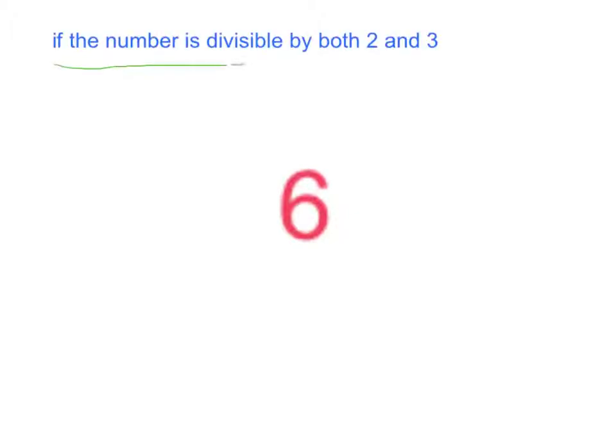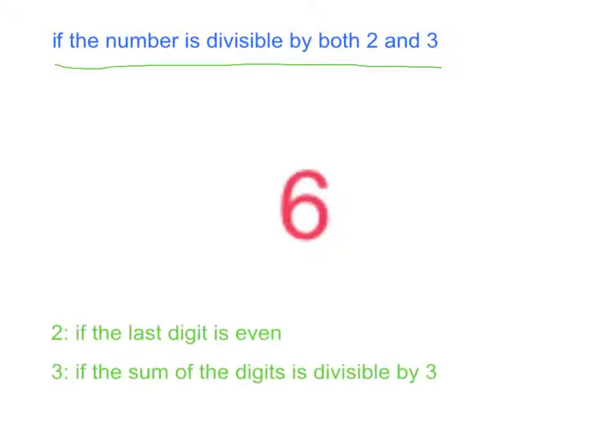Here's the divisibility rule for 6. If the number is divisible by both 2 and 3, then the number is also divisible by 6. That means we have to remember what the divisibility rules for 2 and 3 are. Our rule for 2s was if the last digit is even, and our rule for 3 is if the sum of the digits is divisible by 3. So let's try it out.